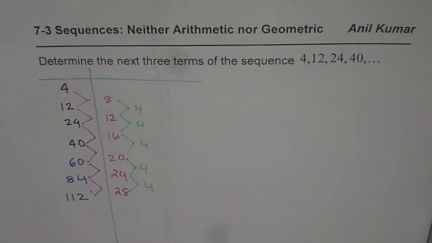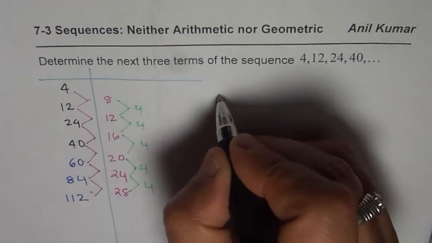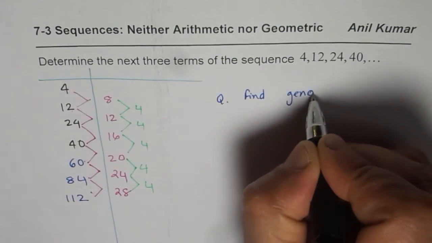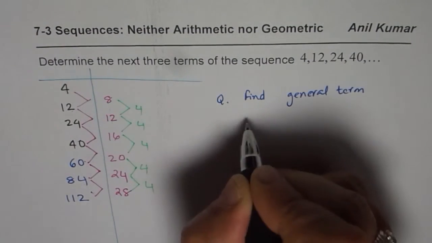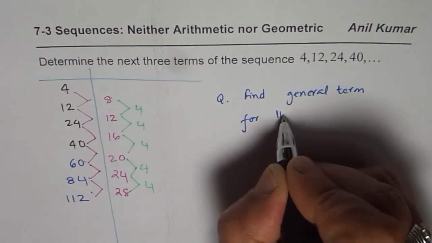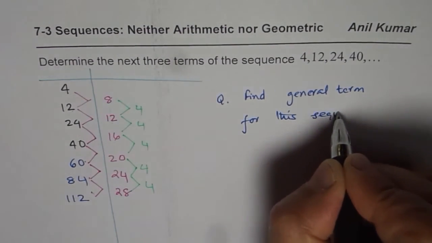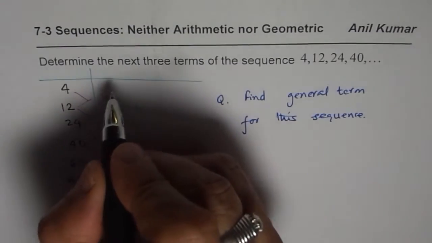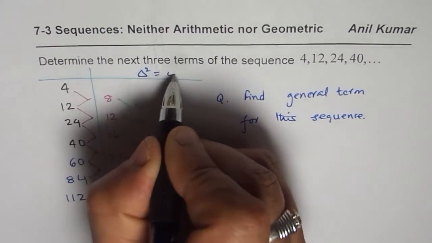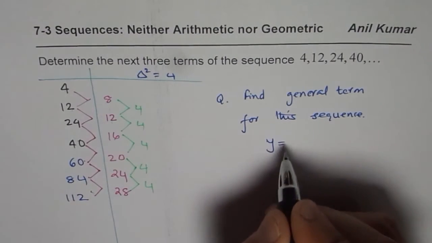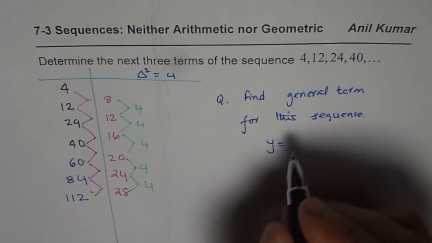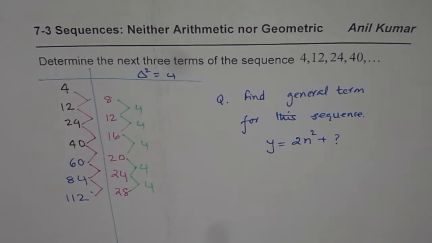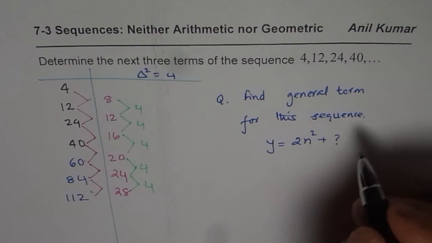Now as an exercise for you, you need to find a general term for this sequence, right? Now that is not an easy job, but there is a hint. When you have a second difference, which is equal to 4, in that case you could write the term in the form of 2n square plus something, right? So that will help you to get the answer. You can take this as a hint.